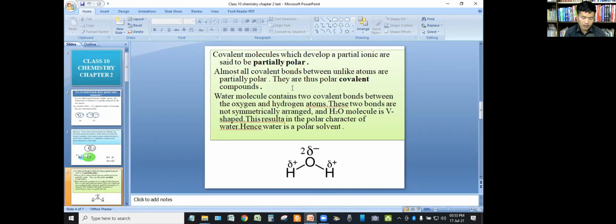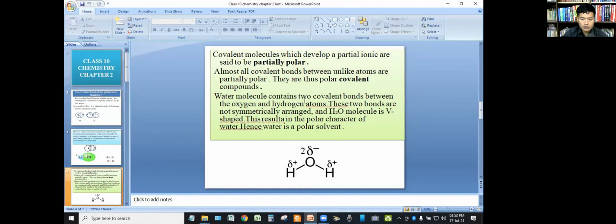Like atoms: hydrogen and hydrogen, or fluorine and fluorine, or chlorine and chlorine, that is, the hydrogen molecule, fluorine molecule, chlorine molecule. Now we have unlike atoms, for example carbon and hydrogen, or water. This type of compound or molecule is known as a polar covalent compound because it is partially ionic.